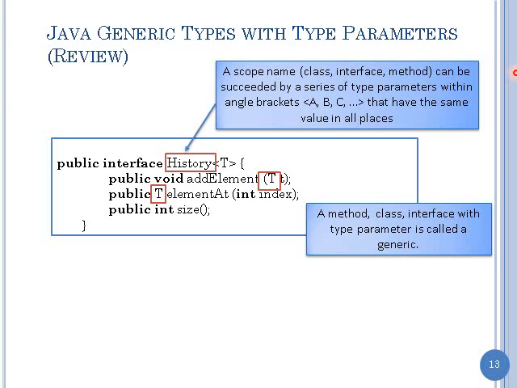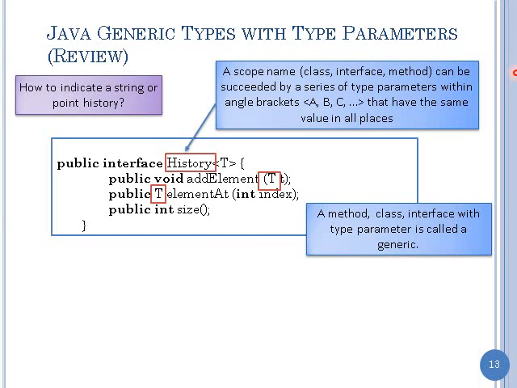Okay, it could be any block of code that has declarations, and such a scope is called a generic scope. Okay, so it will be a generic method or a generic interface or a generic class. Okay, so here's some terminology.